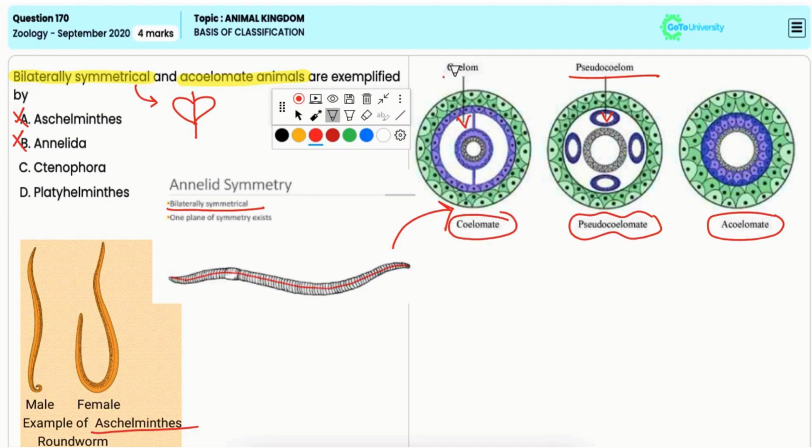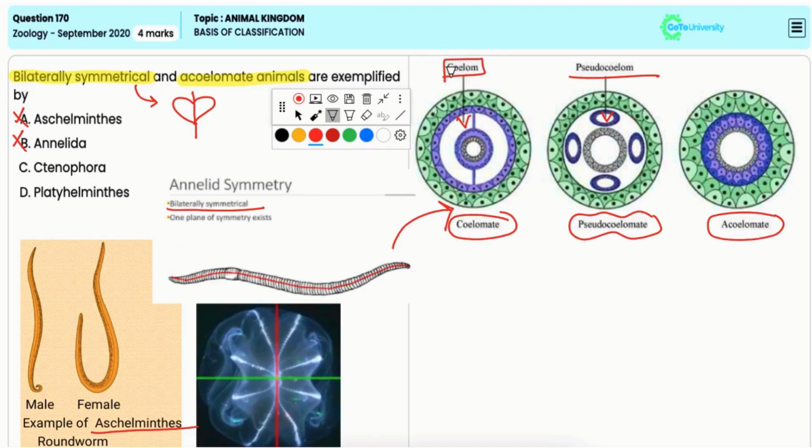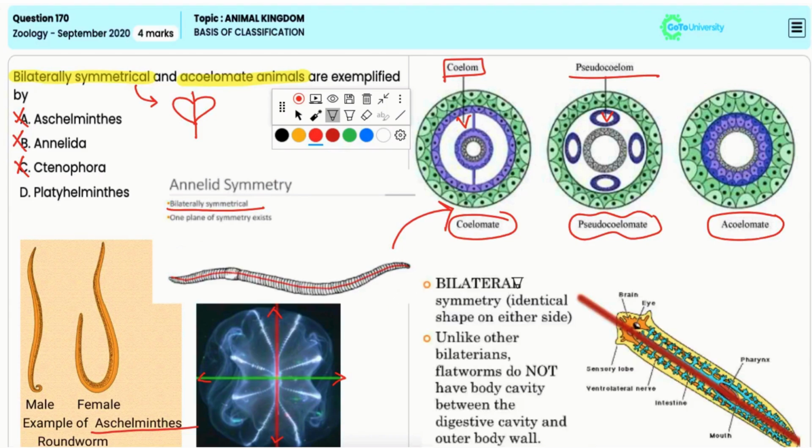Option C, Ctenophora. Ctenophores have radial symmetry and are not bilaterally symmetrical, and they are not acoelomates. So, this is also incorrect. Option D, Platyhelminthes. Platyhelminthes, that is the flatworms, are bilaterally symmetrical as well as acoelomate. So, this is the correct option.